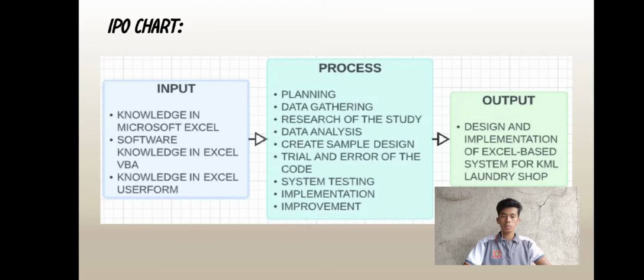The last would be the improvement of the design for better outcomes and for the study to become effective and feasible. In output, the last step of the study is the completion of the input and process. The design and implementation of the Excel VBA-based system for KML laundry shop is done and implemented.